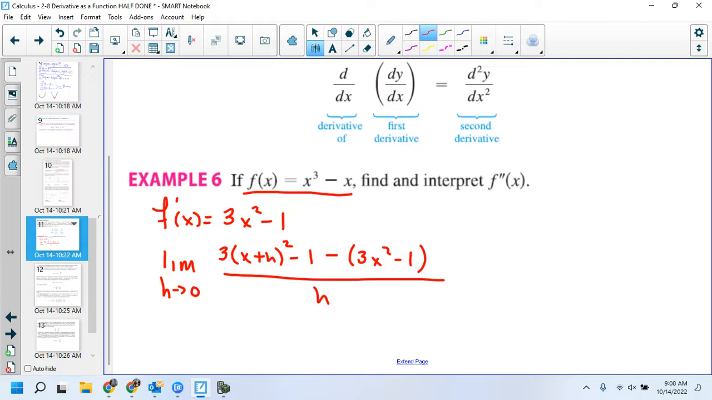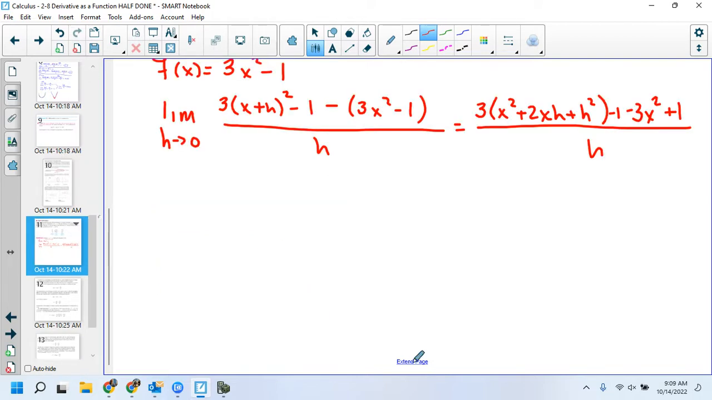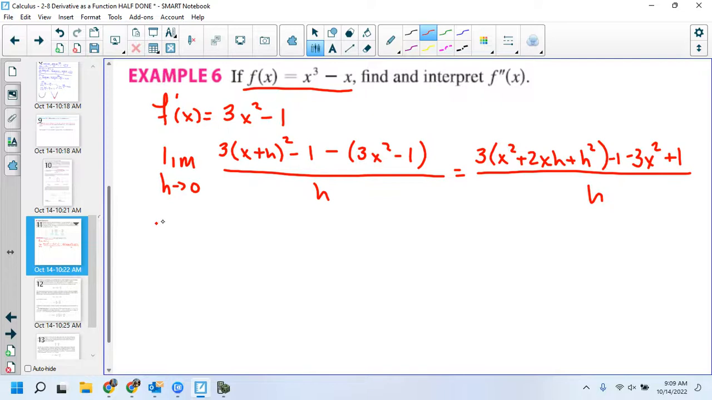And now let's evaluate. This one isn't that bad. There's no cube in it. So that would be 3x squared plus 2xh plus h squared, minus 1, and then bring in the negative: minus 3x squared plus 1, all over h. So that would be 3x squared plus 6xh plus 3h squared.